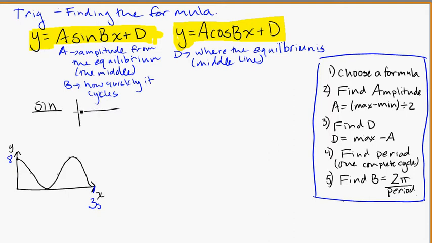So sin graphs always start at the equilibrium. They don't have to be centered on the x-axis. They can go negative first and then positive. But you'll notice for both of these, they're starting at the equilibrium. So that's the key for us. Sin starts at equilibrium.